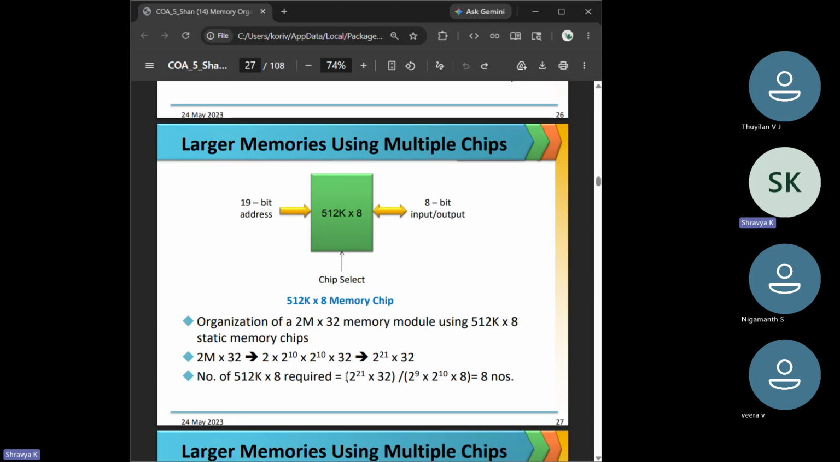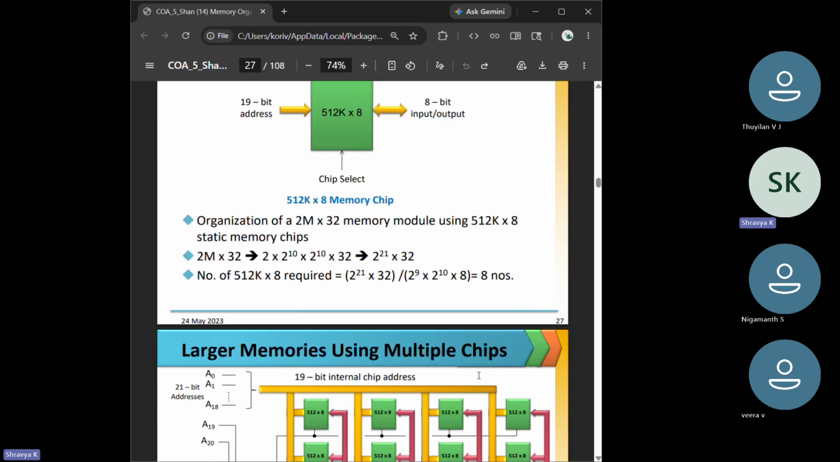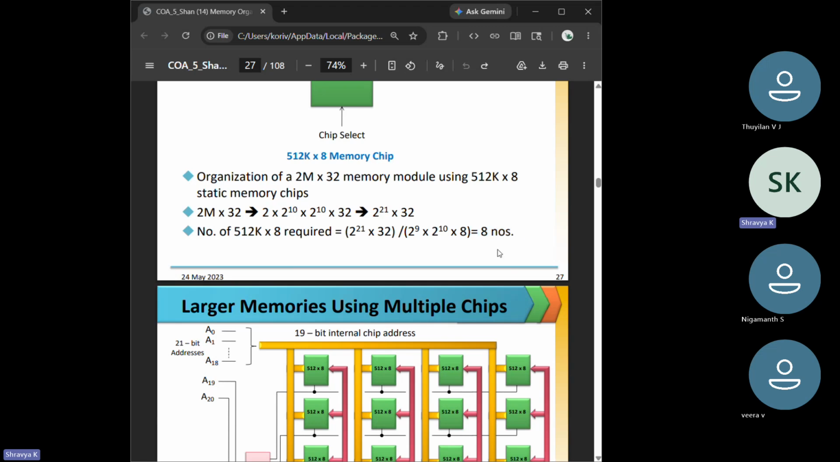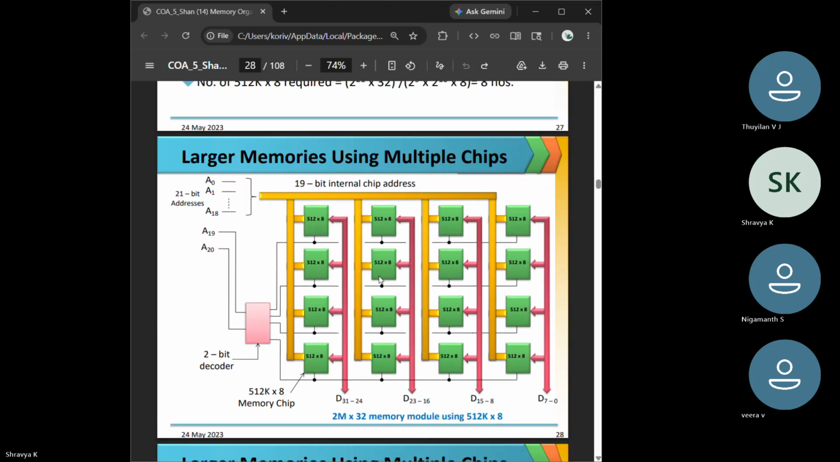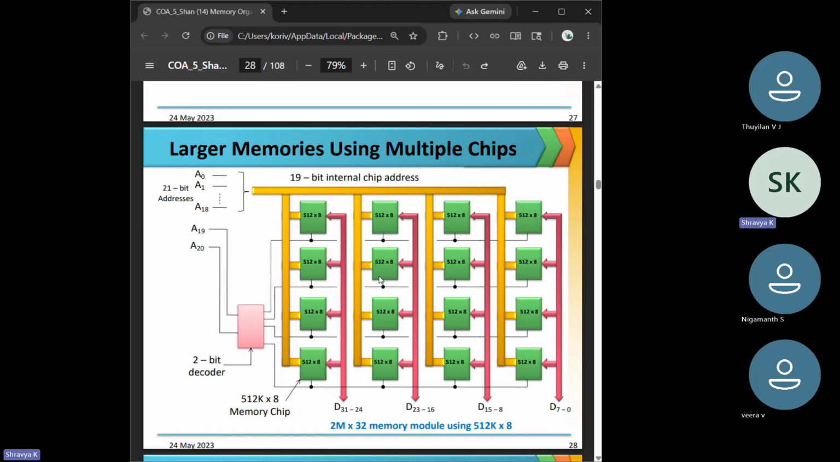If you actually work out the calculation over here, it will come out to be 16, not 8 over here, which is what you can see over here as well. So this is how that is organized. You can see there are multiple chips of 512 into 8 that are placed over here, right?